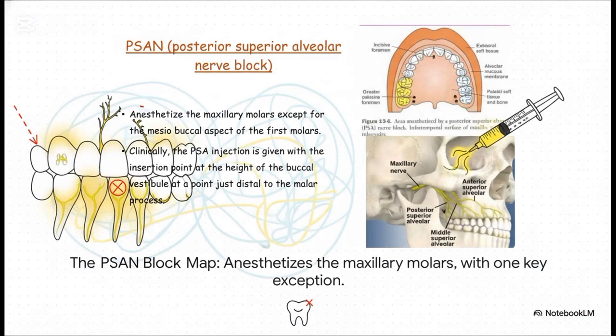We're going to start all the way at the back with the posterior superior alveolar nerve block, or the PSAN. This block is incredible for getting the maxillary molars numb, so your second and third molars and most of your first molar. But, and this is a really, really important but, it often misses the mesiobuccal root of that first molar. That's a classic exception you have to remember.